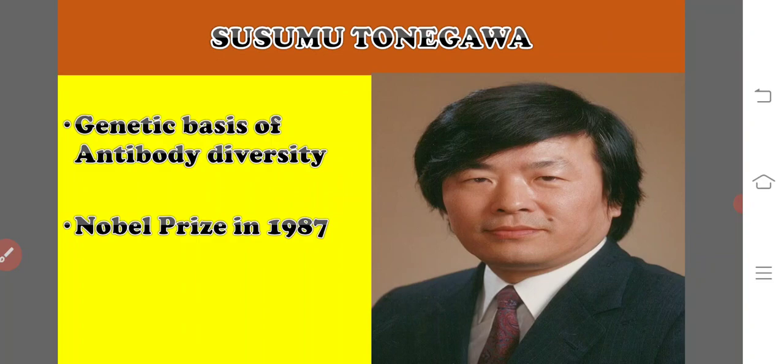He found that antibody genes could move and rearrange themselves. A subsequent finding by Susumu Tonegawa was that antibody genes could move and rearrange themselves within the genome of a differentiating cell. For this finding, he was awarded the Nobel Prize in the year 1987.